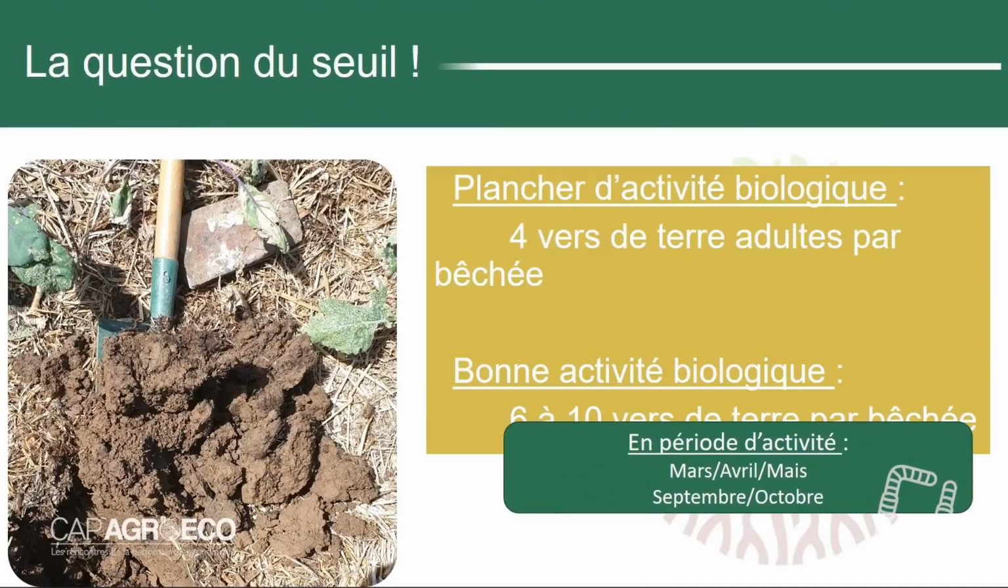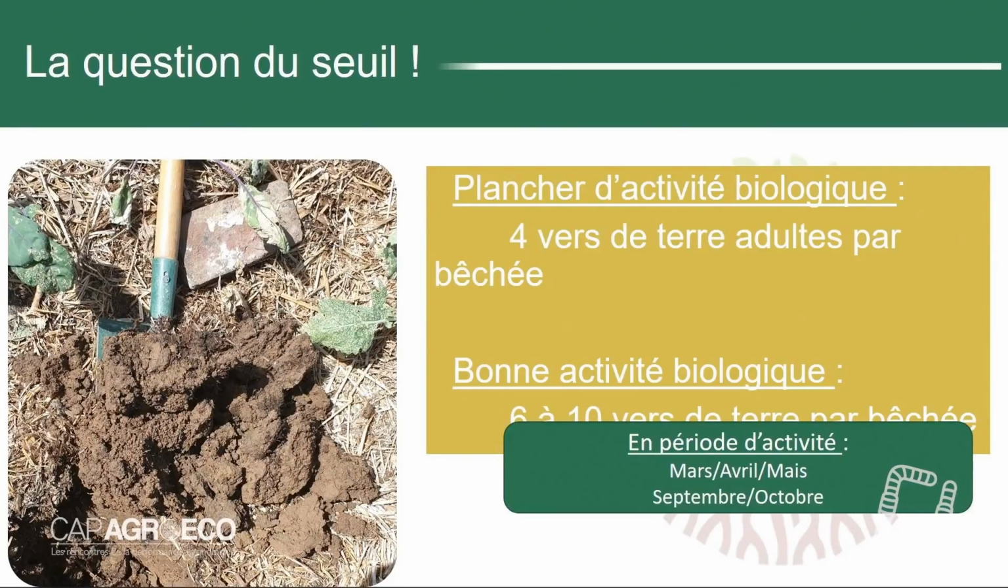So what does a threshold mean? Let me give you a very practical tip. I know there are quite a few farmers in the room. Roughly speaking, you'll do a spade test during the active period, March, April, May, or September, October, when it's warm and humid. For me, the minimum level of biological activity is 4 adult earthworms. If you dig a spadeful and you don't find 4 adult earthworms, you have a problem with biological fertility. Good biological activity is 6 to 10 earthworms per spadeful.